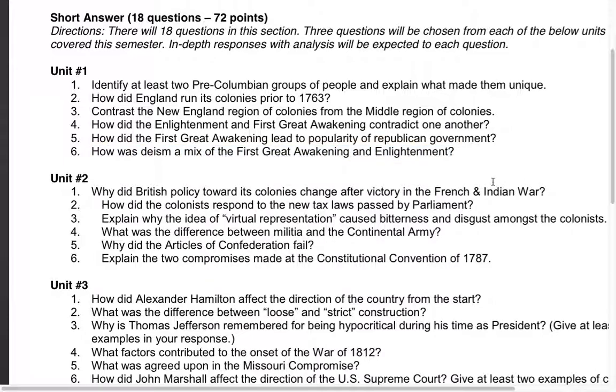And so the First Great Awakening got people more involved in religion and church, and Enlightenment got people more involved in government. And together, it gets more people caring about their community of religion and government.